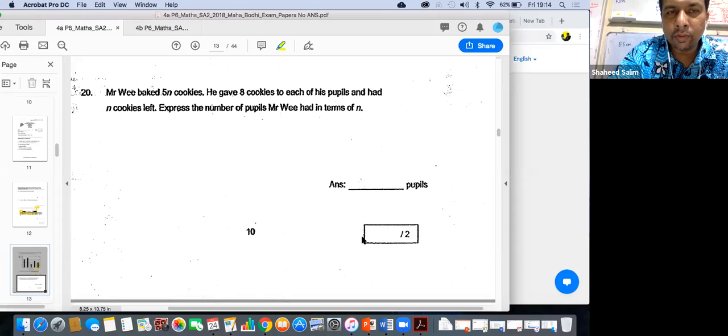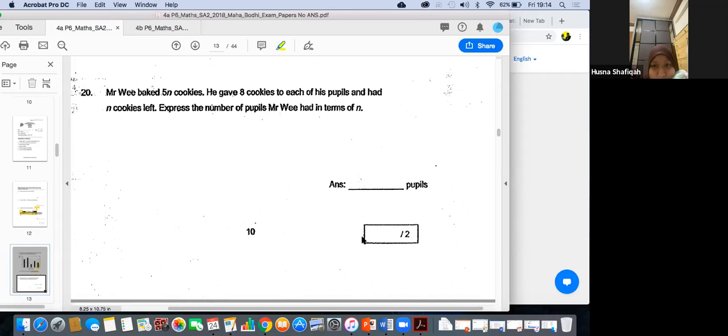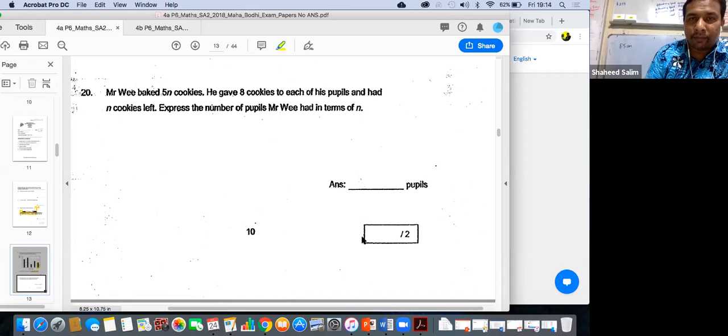Let's say now, Mr. Wee baked 50 cookies. Then he gave 8 cookies to each of his pupils and has blank left. So you know what to do. 5n over 8. Okay.